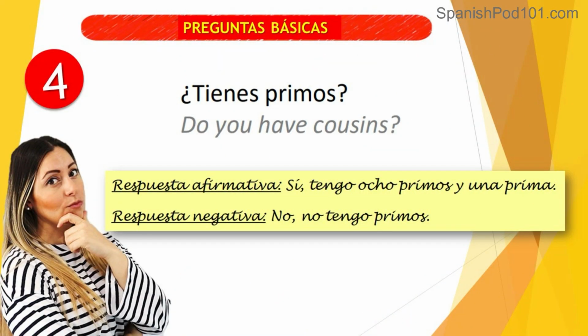Pregunta número 4. ¿Tienes primos? Do you have cousins? Sí, tengo 8 primos y una prima. Yes, I have 8 cousins and 1 cousin. So remember that in Spanish we're gonna have female cousins and male cousins. So 8 primos is male cousins and una prima would be a female cousin. Respuesta negativa, no, no tengo primos.